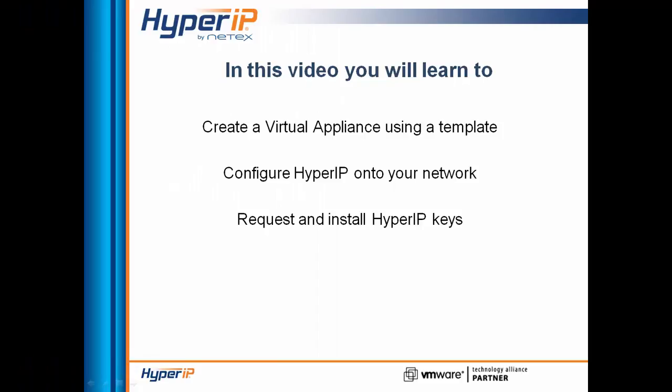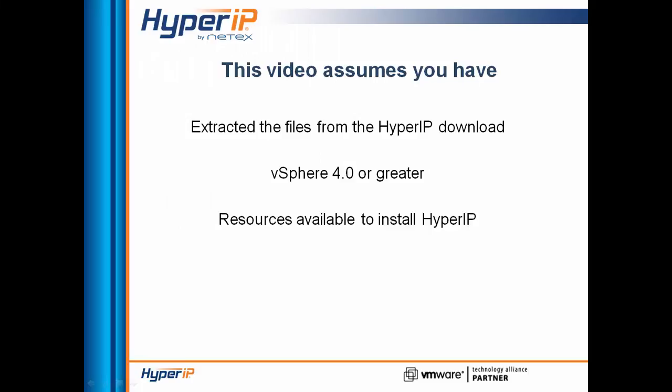In this video, we will create a HyperIP virtual appliance, perform initial configuration using a console interface, and show how to request and install HyperIP keys. This video assumes you have downloaded and extracted the HyperIP download package, are working with vSphere 4.0 or greater hosts, and have resources available to install HyperIP on the hosts.